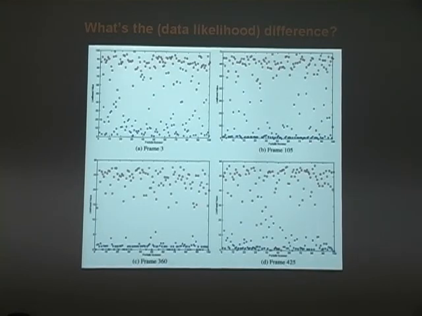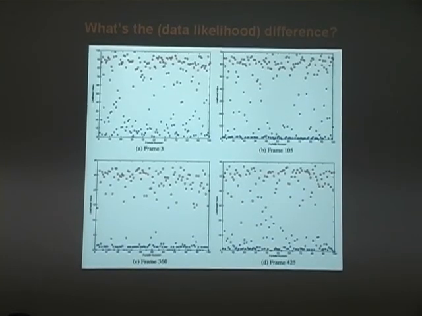Should we understand this graph? This is likelihoods on the y-axis and frames on the x-axis. But no, it's not frame number. It's particle number. The x-axis is particle number.